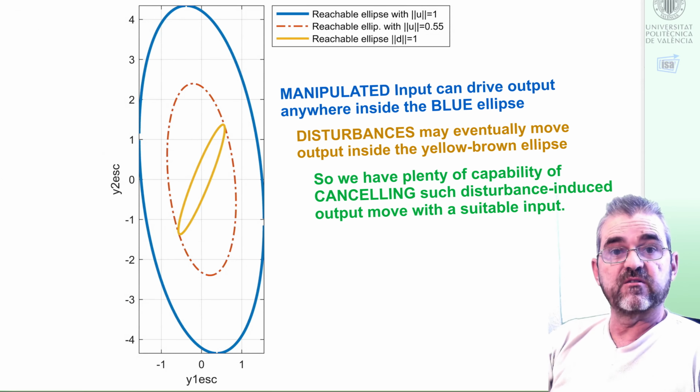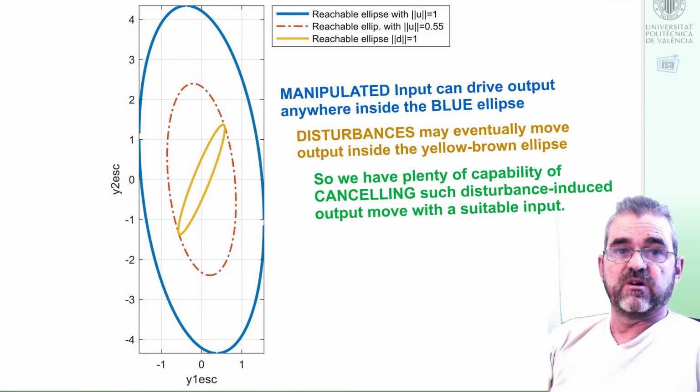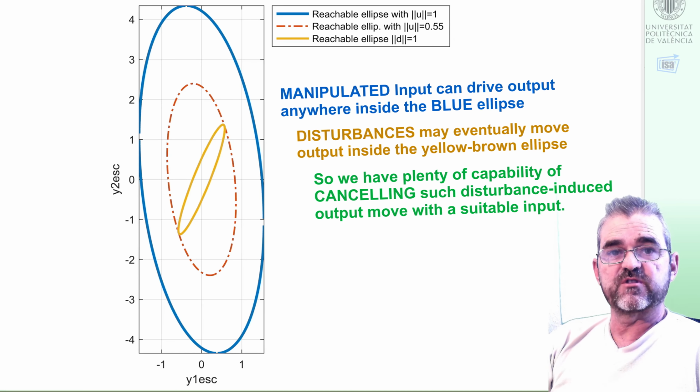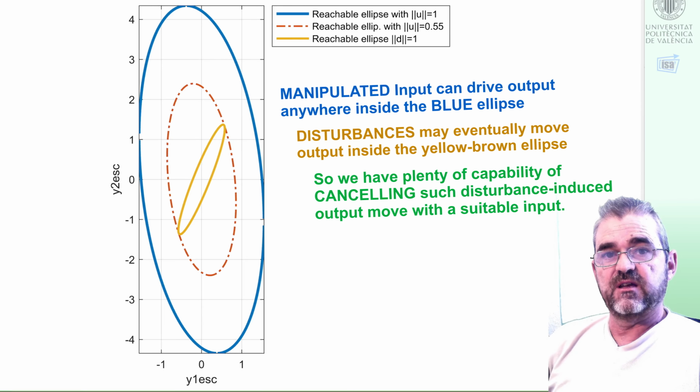So we geometrically confirm the concept of the maximum gain, saying that the sphere of radius 0.55, when multiplied by the DC gain, sweeps the red dashed ellipse in the output space, so that it can cancel, of course, any output increment due to disturbances in the yellow ellipse. So this is how we understand the meaning of SVD in the geometry of ellipses.